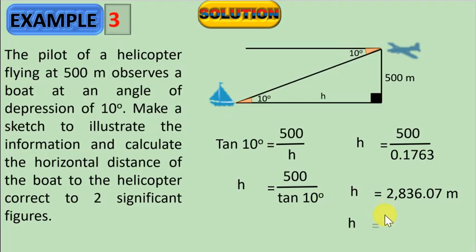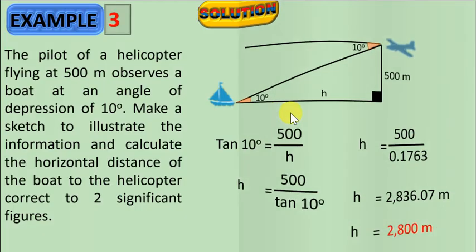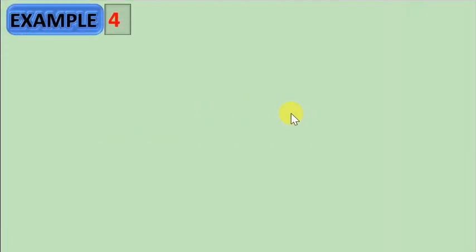Now we're going to round this to two significant figures. Doing that, we're going to have the final answer as 2,800 meters, correct to two significant figures. We now go to example number 4.